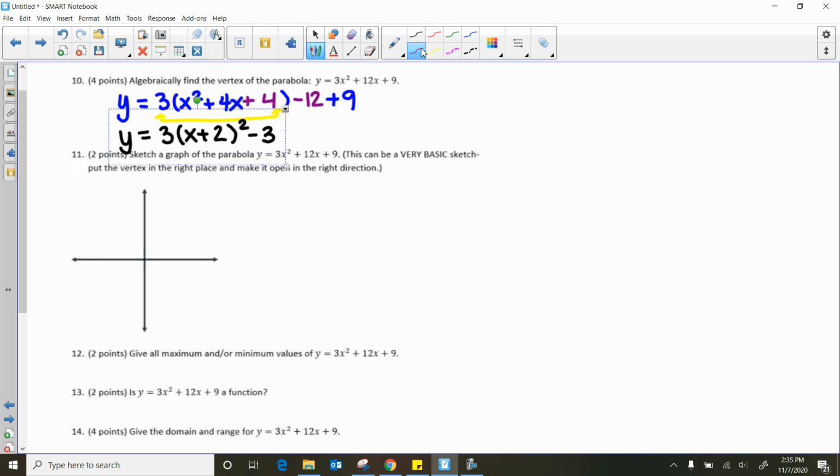Once I have the parabola written in that form, I can see that the vertex of that parabola is negative 2, sorry, I'm saying the wrong thing, but writing the right thing, and negative 3.